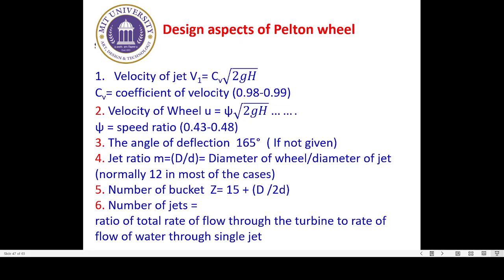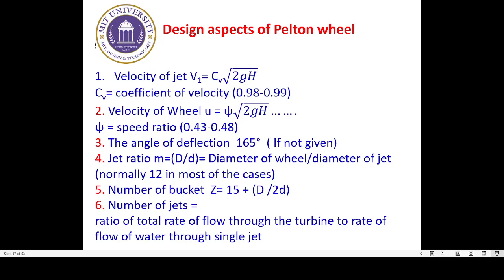While discussing the working principle of the Pelton wheel, we have seen that the jet which is issued from the nozzle, after making the impact at the splitter of the bucket of the Pelton wheel, is deflected in either direction. Unless otherwise stated, this angle of deflection is considered as 165 degrees. So if the value of the angle of deflection is not given to you in the statement of the problem, one can assume that the angle of deflection is 165 degrees.